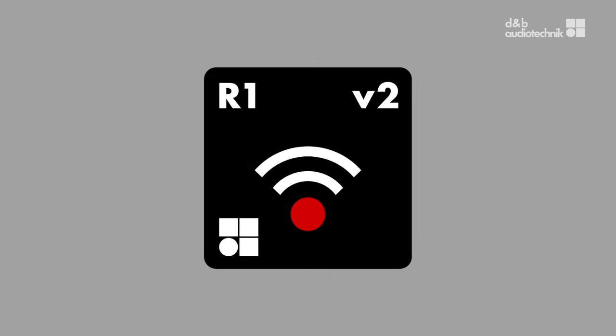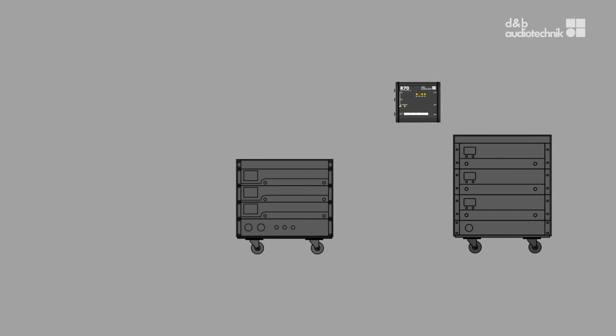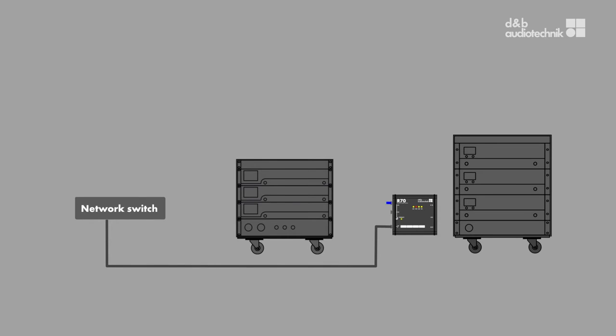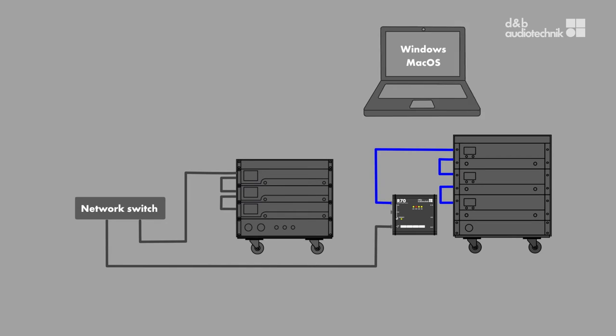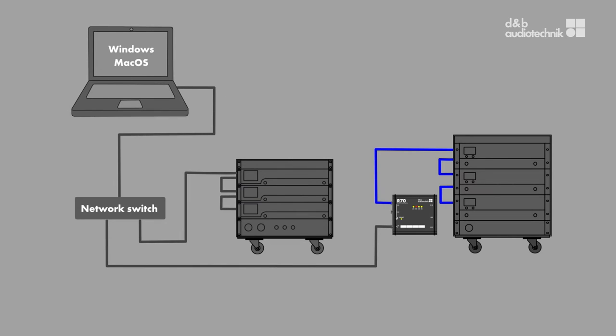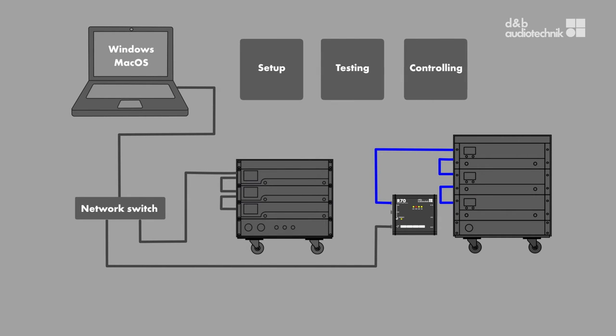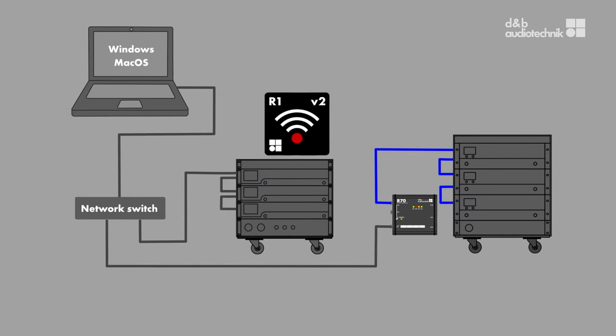Welcome to the R1 software tutorial. R1 is the DNB remote network control software. The DNB remote network is a very helpful tool, especially in medium to large scale system applications. R1 now runs natively on both Windows and Mac operating systems and provides new and even more simplified features for setting up, testing, controlling and monitoring a DNB system using the proven CAN bus and Ethernet technologies.